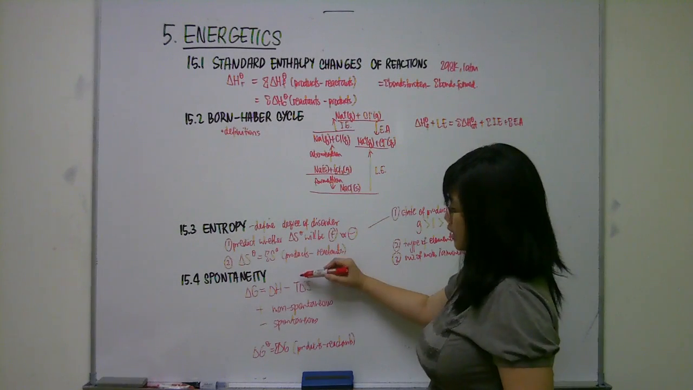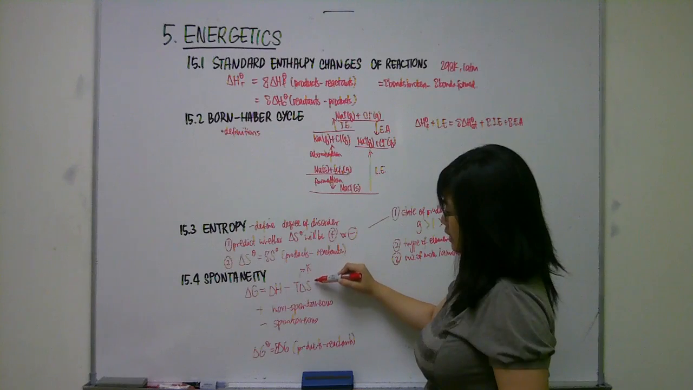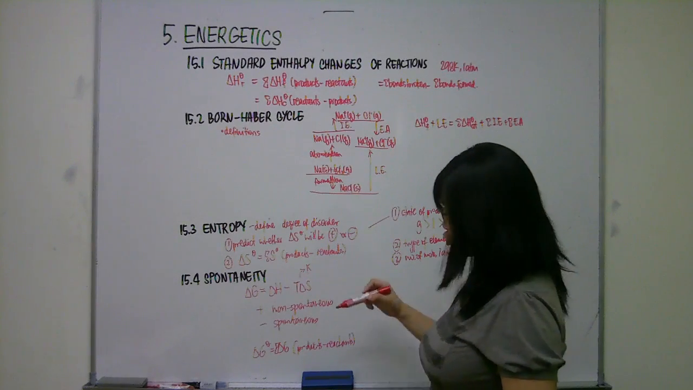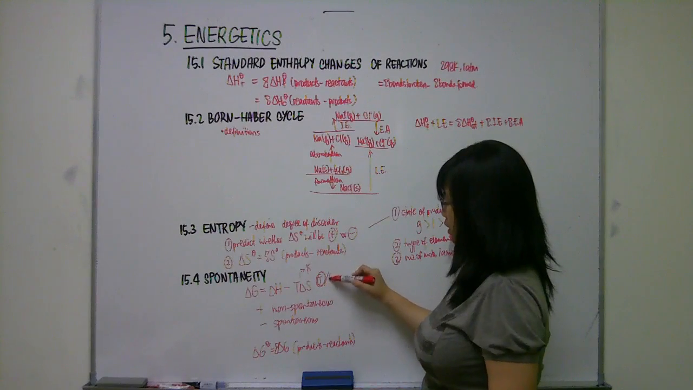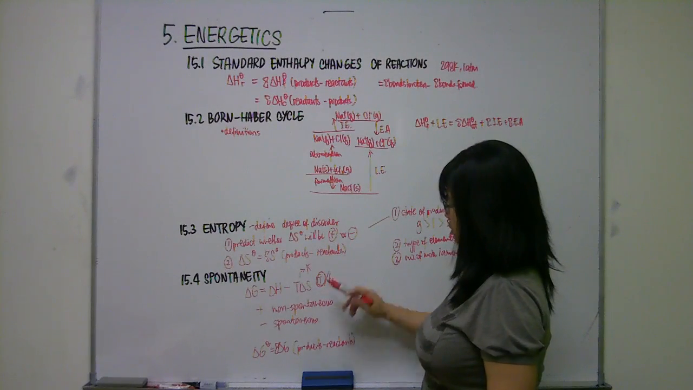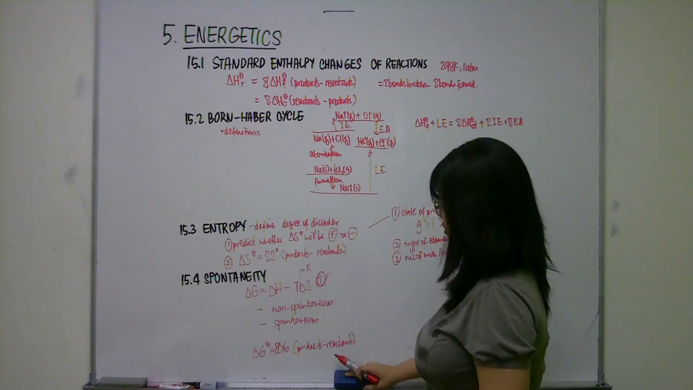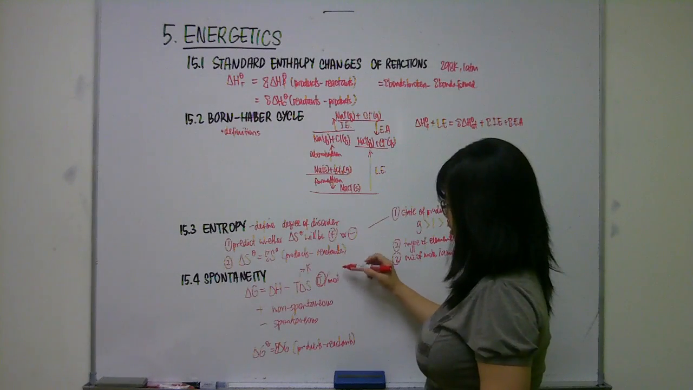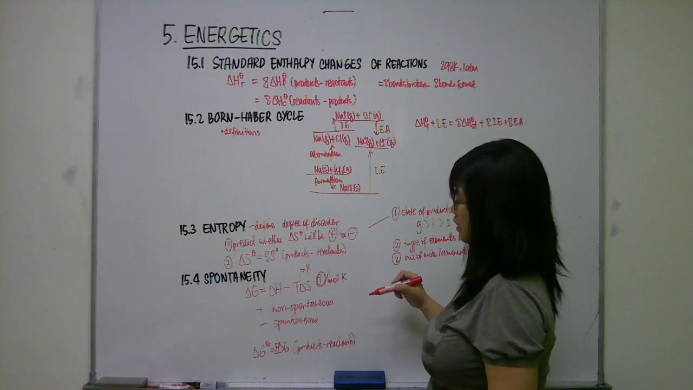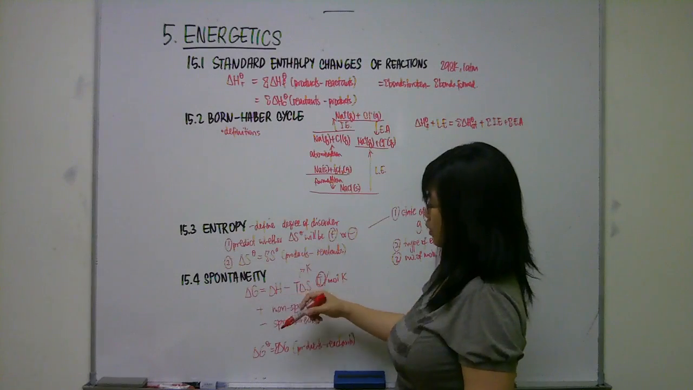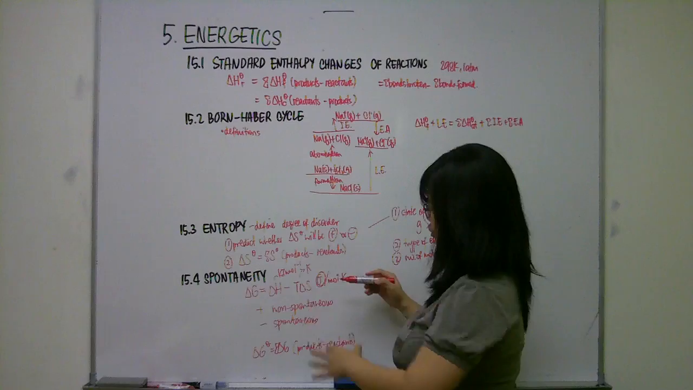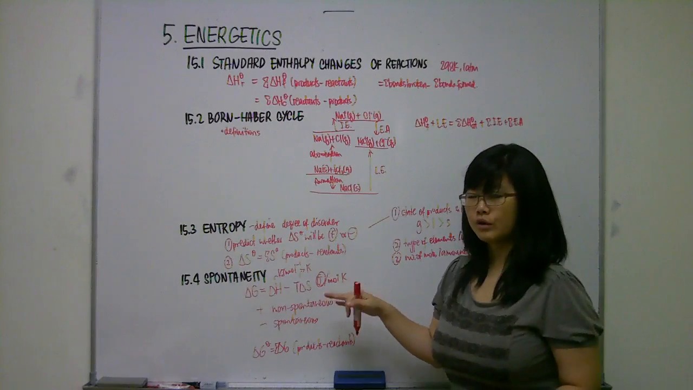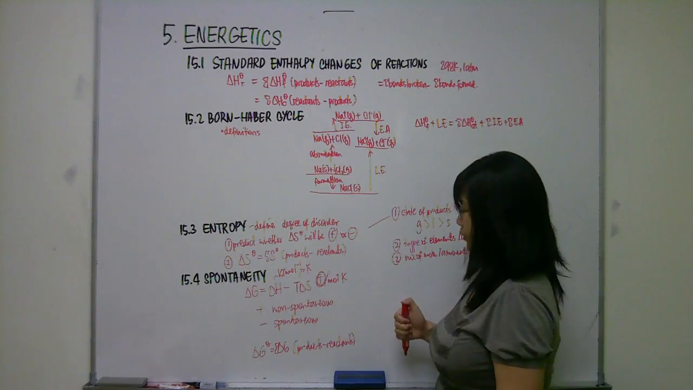Take note also that the temperature needs to be in Kelvin, and that the delta S is usually given in joule per mole per Kelvin, while the enthalpy change is usually given in kilojoule per mole. So just remind your student to convert the values.